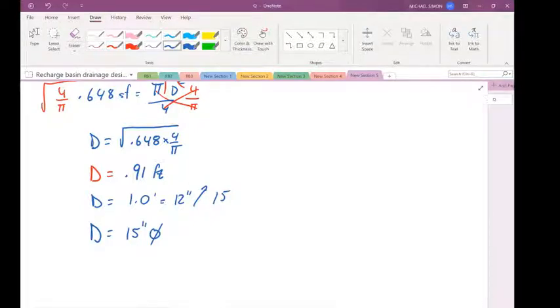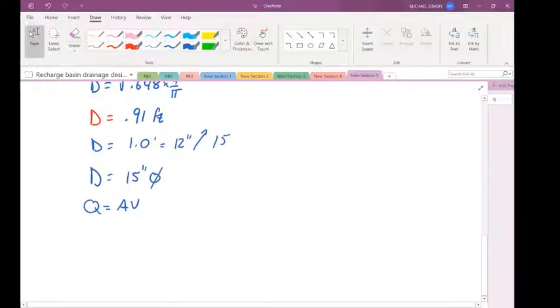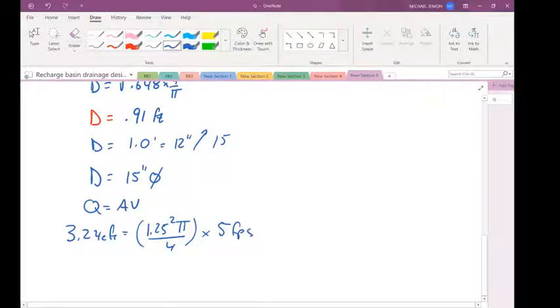If we go to a 15-inch diameter pipe, Q equals AV. This equation no longer works where if we say 3.24 CFS is equal to 1.25 squared pi over 4, that's our area, times a velocity of 5 feet per second. So 1.25 times pi divided by 4 times 5. 3.24 CFS does not equal 6.14 CFS. Okay, so when you do the math, it doesn't equal, which means we've got to make some changes on this.